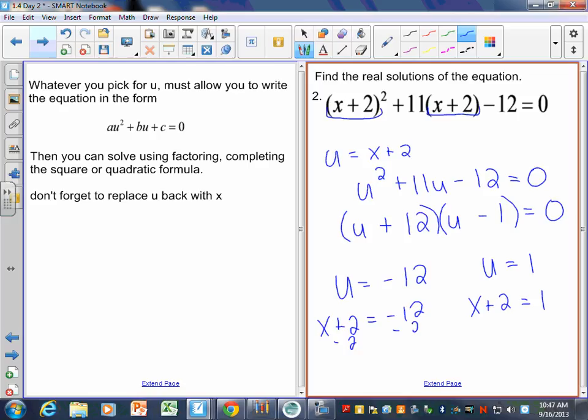So we get x equals negative 12, negative 14, I mean. And if we subtract 2 here, we get x equals negative 1. Agree with that? But that's kind of a problem.